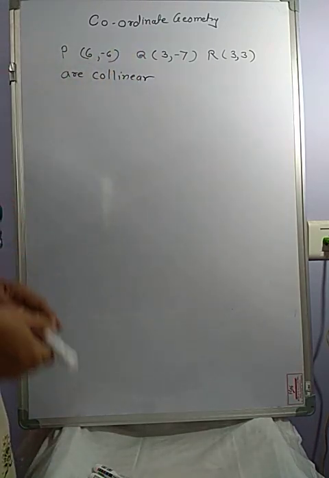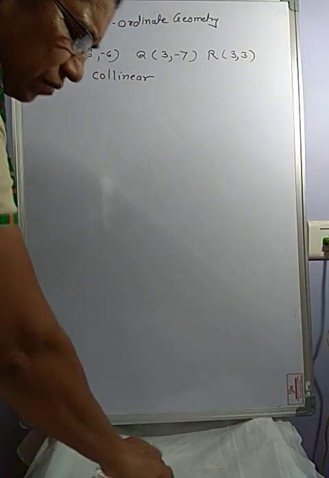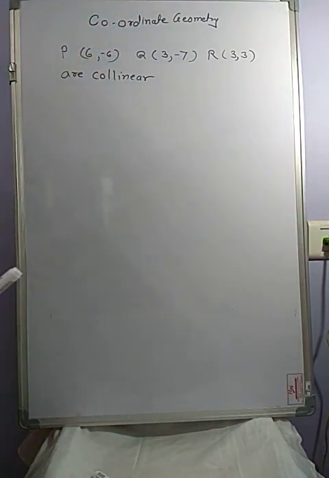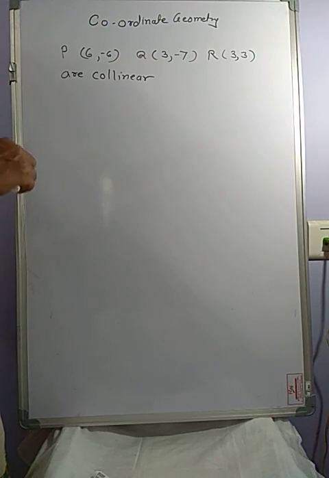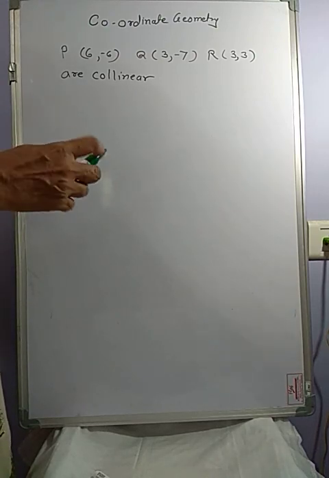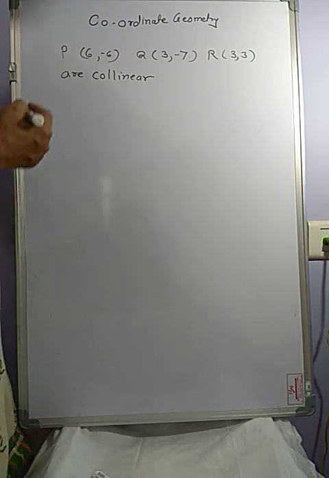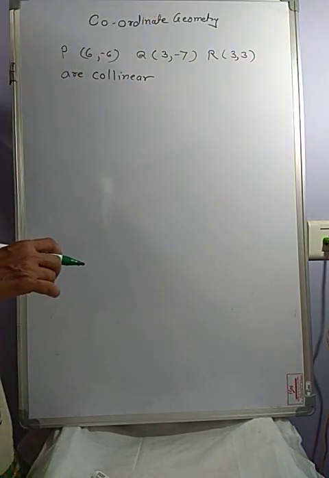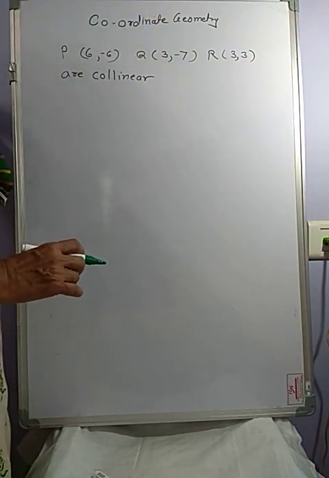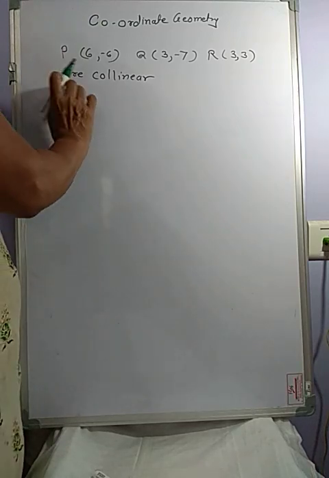Let's check whether these points are collinear or not. This can be done in two ways. The graphical method: draw the graph, plot the points and find whether these are collinear or not. But every time it is not possible to draw the graph. If the coordinates are bigger, we cannot use the graphical method, and therefore we need another method.